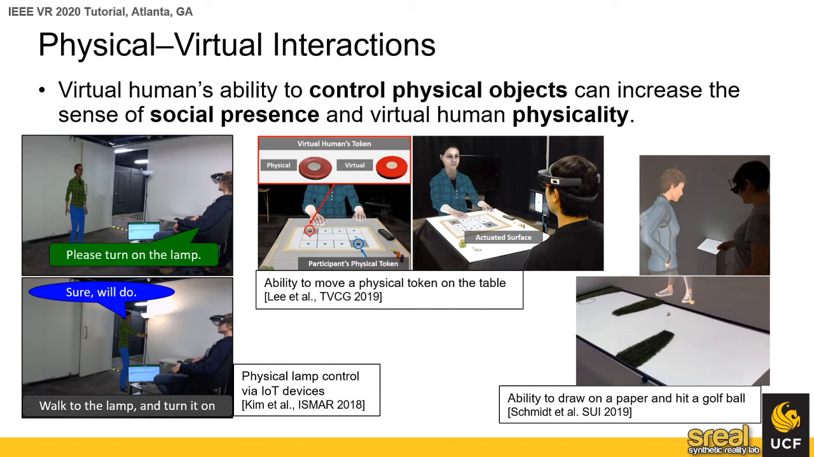The virtual human's visual embodiment and locomotion behavior could improve the user's sense of social presence and the trustworthiness of the virtual human. In one of the settings, the virtual human could move a physical token on the table using magnets moving under the table. That improved the user's sense of social presence and the interaction experience.